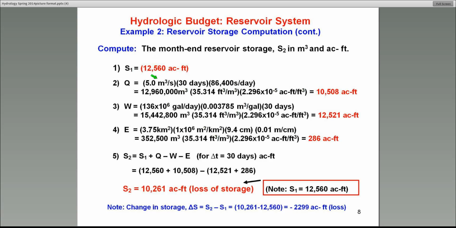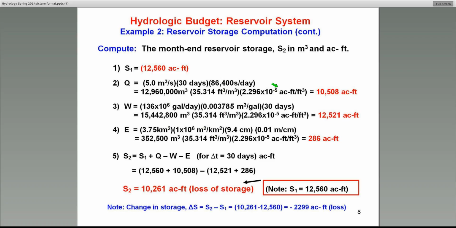Q typically, as I said, will be given in cubic meters per second or CFS, but in this case, meter cube per second, so I multiply by the number of seconds in 30 days because I'm converting it to volume. I'm multiplying by delta T. That gives me so many cubic meters, which I can easily convert to acre feet. In this case, it's 10,508 acre feet. You might want to look at your conversion table and see how to go from cubic meters to acre feet. Typically what I've done is go to cubic feet first, and from cubic feet, it's easy to see the conversion to acre feet.